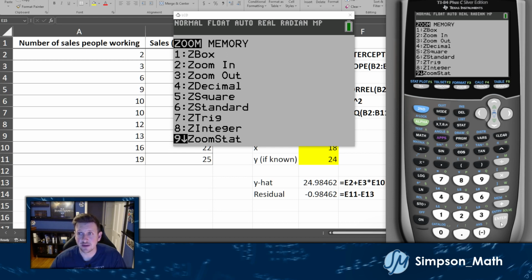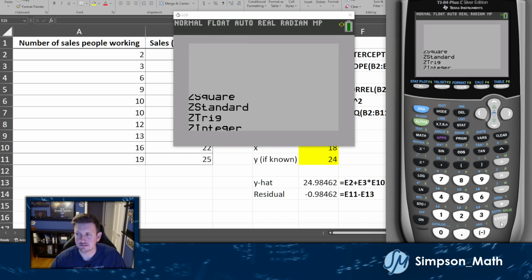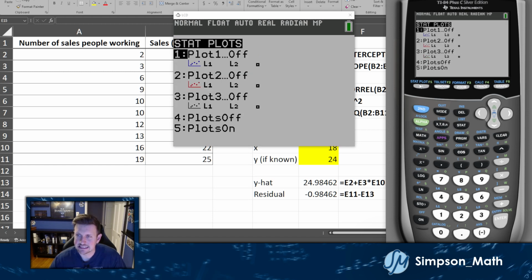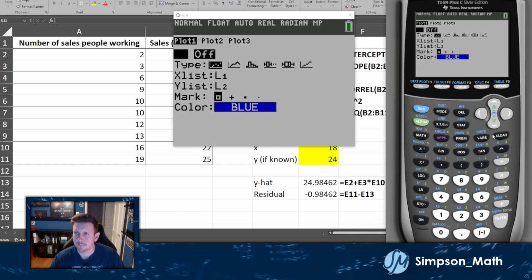And that's going to zoom into my active statistics, which might not be active. I need to turn that on. That's why. So I'm going to press second y equals. You see how that is stat plot. I need to turn on a plot. It doesn't matter which one. You can make three plots, so you can have three different graphs going at the same time. I just need one, so I'm going to turn on number 1.